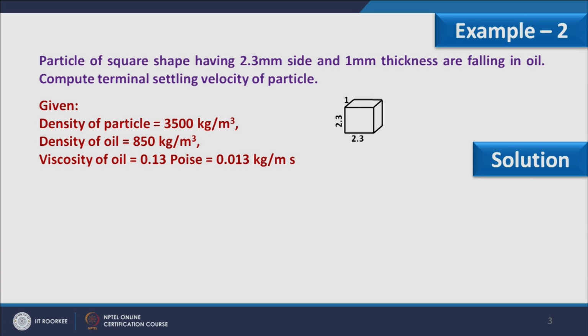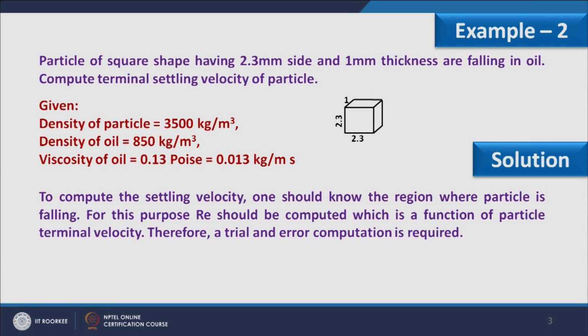As far as the solution is concerned, to compute the settling velocity, one should know the region where the particle is falling. If you remember the last example, there we became aware of the region by considering the particle size, which was very small, but here the particle size is significant. So how can we find the region in which the particle is falling? Unless I am aware of the region in which the particle is falling, I cannot know the Reynolds number, and therefore I cannot calculate Fd, and further the terminal settling velocity expression cannot be used.